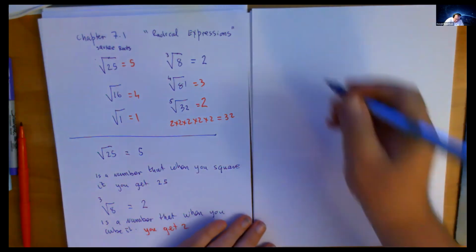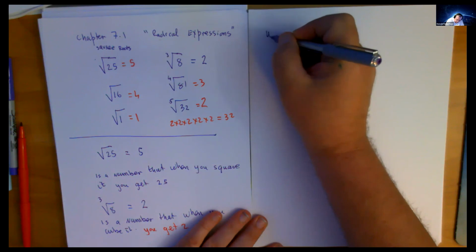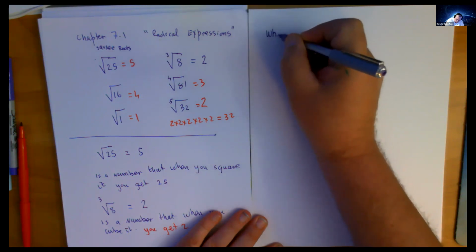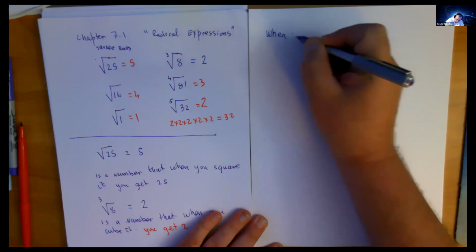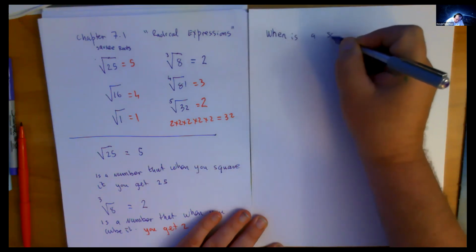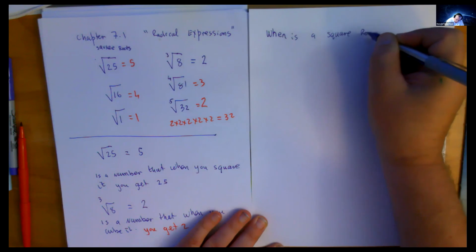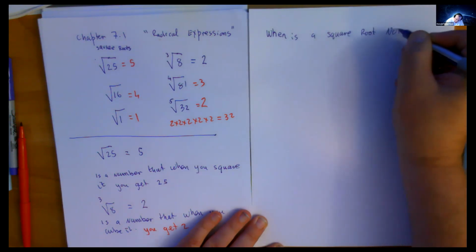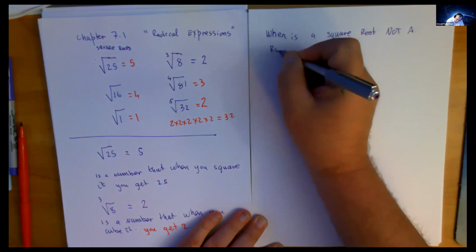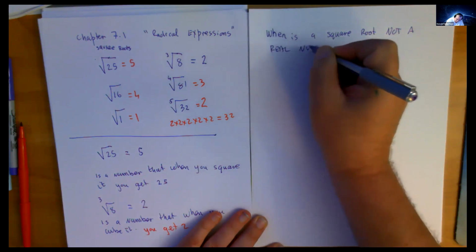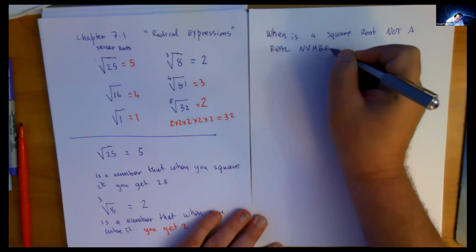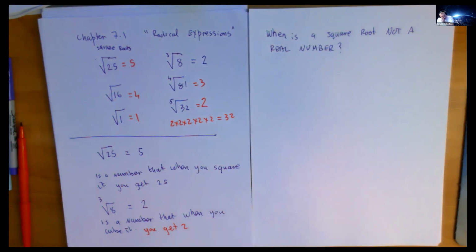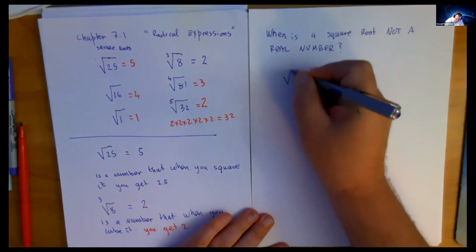Right. So here's another question to do with radicals. In fact, to do with square roots. When is a square root not real? Because some of the questions you get in the homework is find the square root or cube root, whatever it is, and if it's not real, say so. So let me show you an example of a square root that is not real.